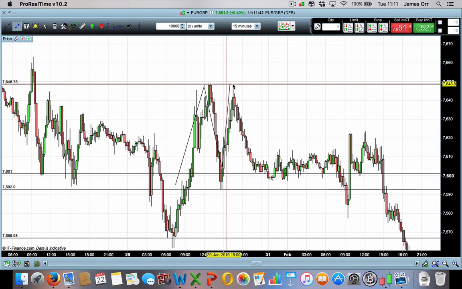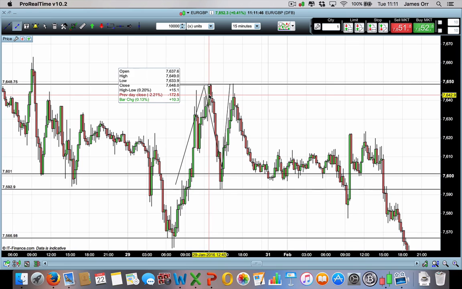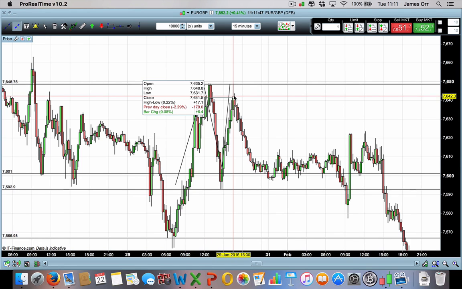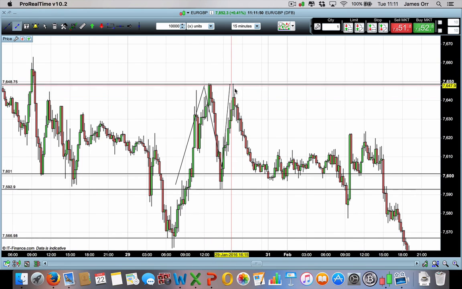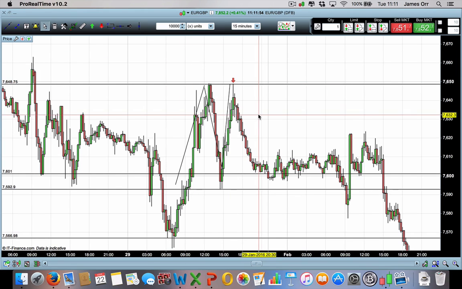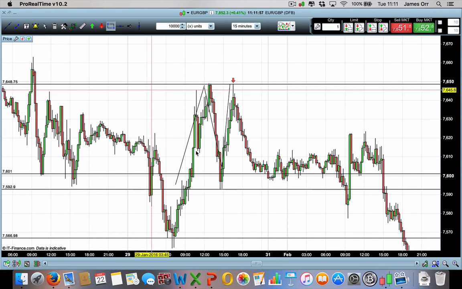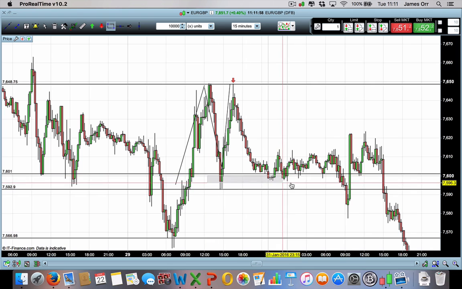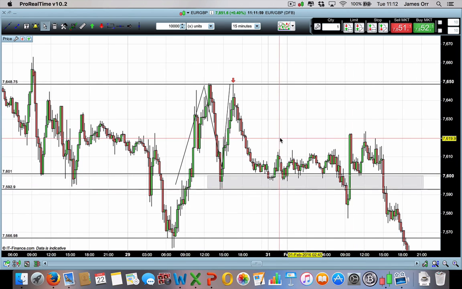This is higher than this. Let's just double check. The high is 7649. The high of this one is 7648.8. Just below, it fits our rules. There is our entry candle. Our first take profit is right here.